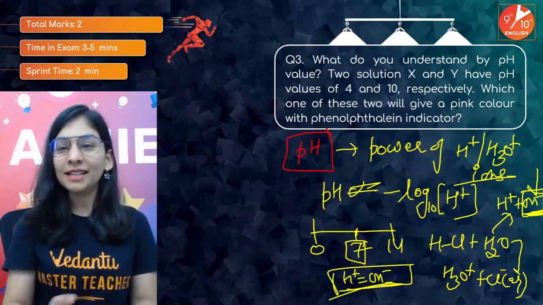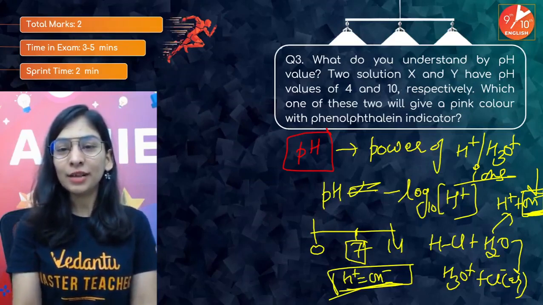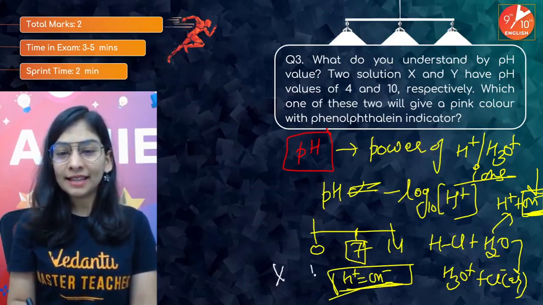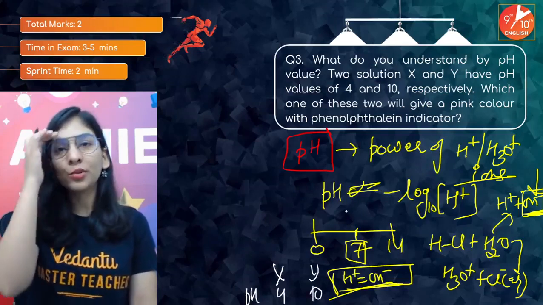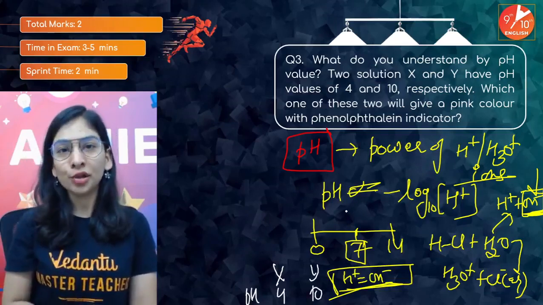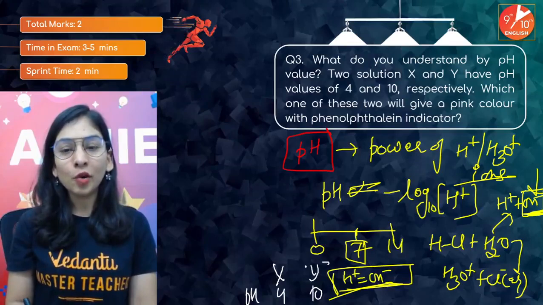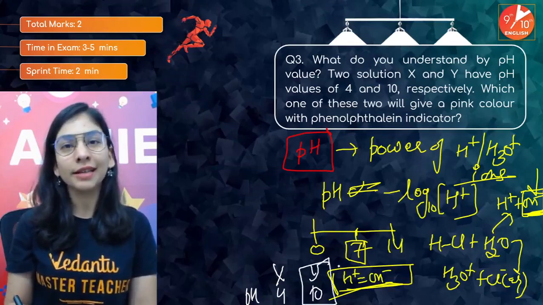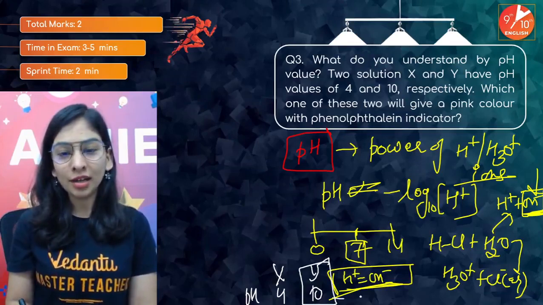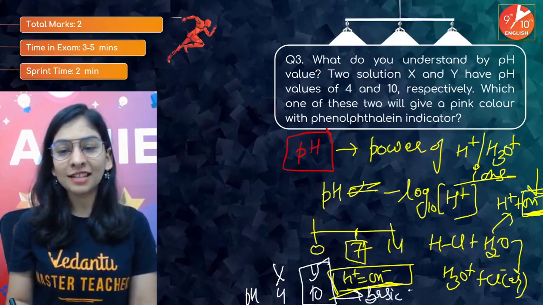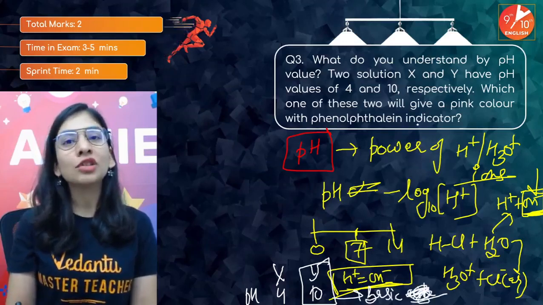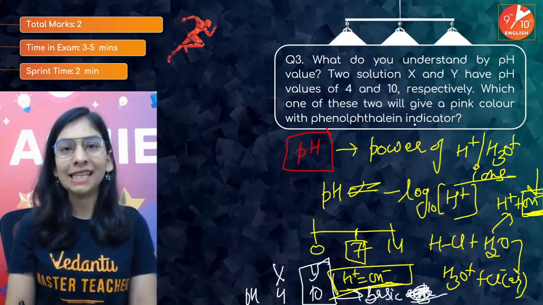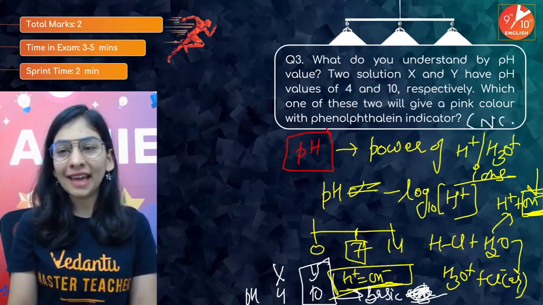Let's do its first part. Second part, we have two solutions, X and Y. And in that X and Y solution, their pH value is given as 4 and 10. And I told in the previous question already, pH is inversely proportional to H ion concentration and directly proportional to OH ion concentration. Means more and more pH means OH ion concentration is increasing, means it's going to be a basic solution. This is my basic solution. X is my acidic solution. Now, basic solutions are the ones that give pink color in phenolphthalein indicator. I told generally a trick, NCP.